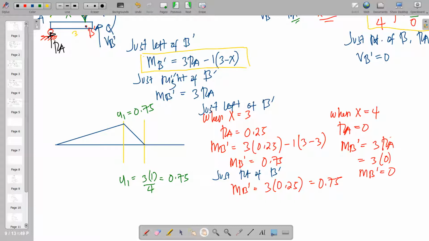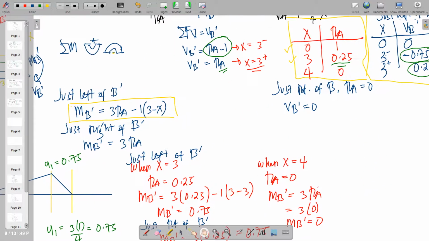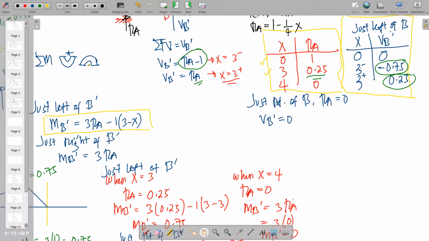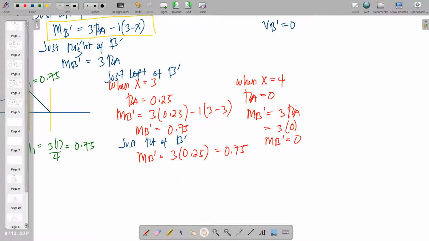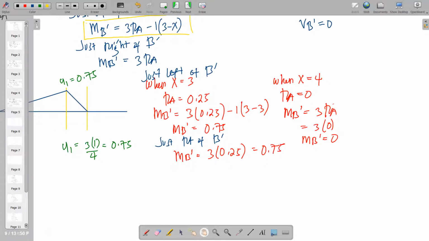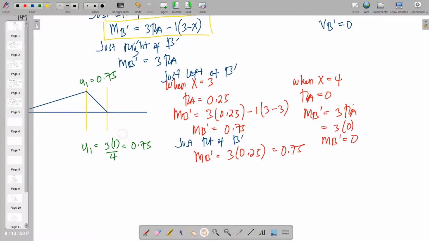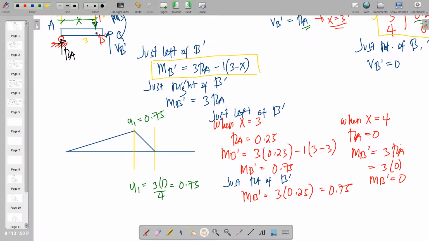And what is the value for RA at that portion? Sorry, your RA is always equal to 0.25. That is why your MB prime will be equal to 0.75. So if we notice, just left and right of B, we have yielded a similar value. So it will start with a 0 value.